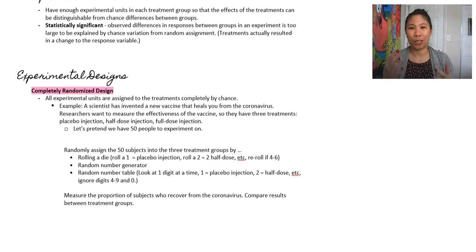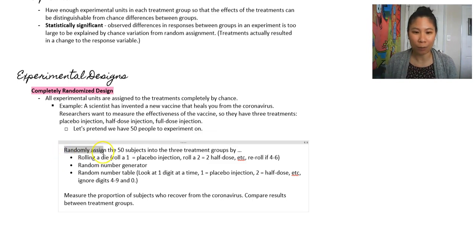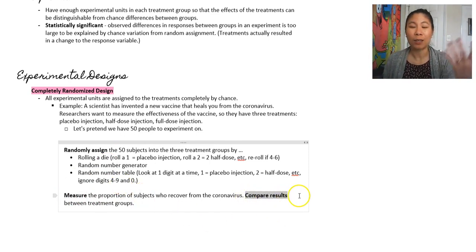After I give them all the injection, I want to make sure that I go and measure the proportion of subjects who recover from the coronavirus, because that's how I'm going to see the results, right? So we will always want to say what we're measuring, and then at the very end, we're going to compare the results between treatment groups. These are all things that you want to mention. You want to have that random assignment, you want to measure and state for that problem what you're measuring, and then at the very end, compare your results, stating what you're comparing, amongst 2 or more groups.